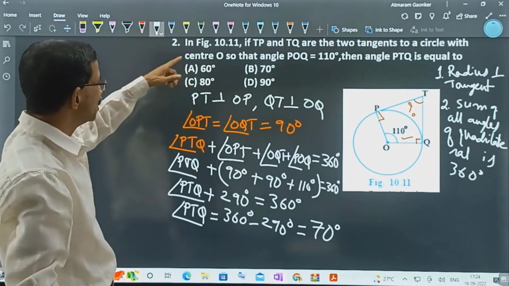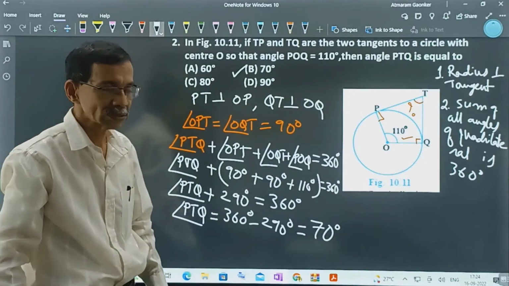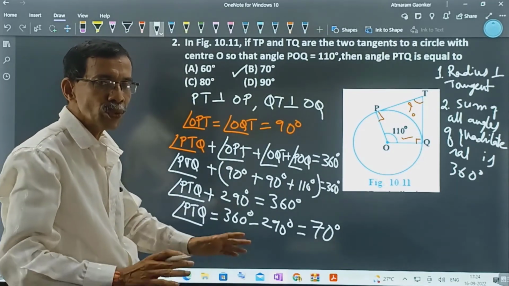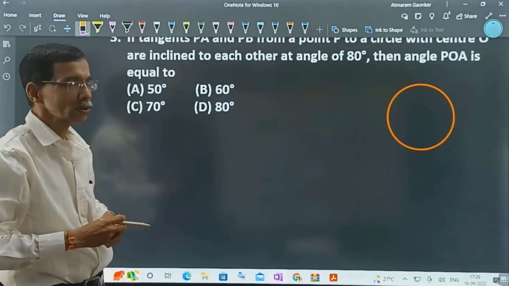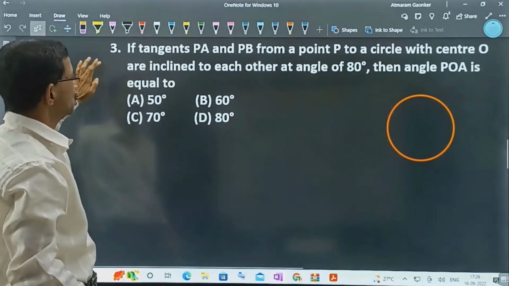So which is the correct answer from this? Yes, option B is the correct answer. So let us move ahead to the third question. Same thing, 4 steps we will follow. Let us go for solving question number 3.